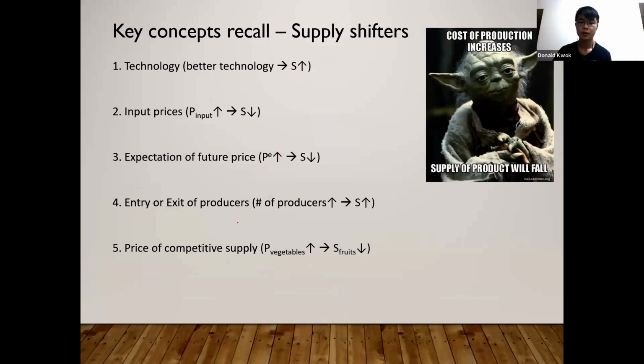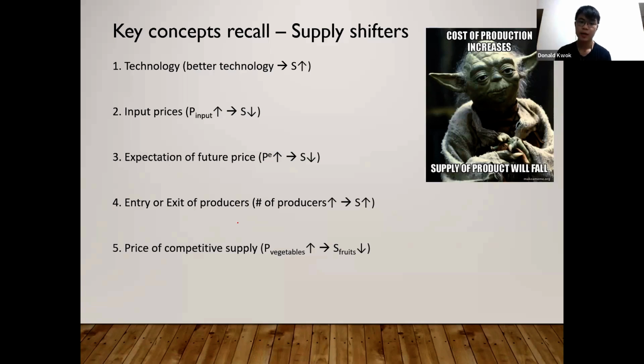And the third point, not only does the future price affect the demand side, it also affects the supply side. This time, imagine you as a producer. If you foresee the future price to increase, then you will hold the product and not sell it at the moment. So your current supply of the good would fall. And the fourth point, entry or exit of producers. Naturally, if there are more producers, then the supply of the good will increase, and vice versa.